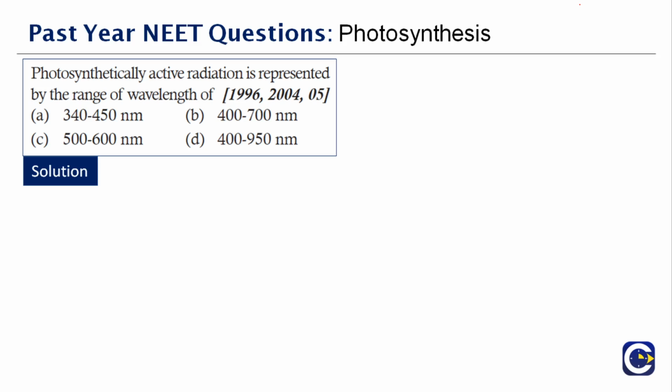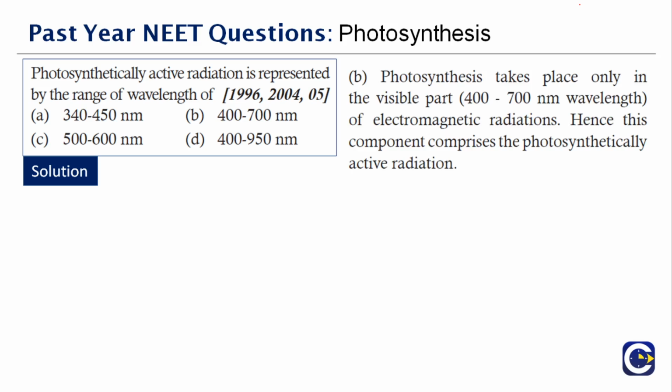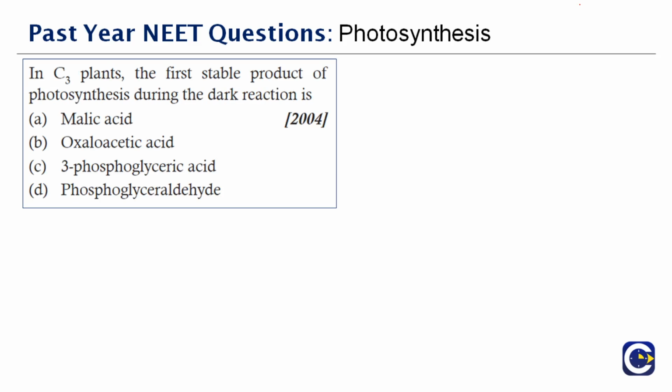Hence this component comprises active radiation particularly at this nanometer range. What do you mean by photosynthetically active radiation? It is the nanometer range at which photosynthesis will be active. Therefore the correct answer is option B, 400 to 700 nanometer. This question is a standard value, so there is no particular explanation for this. The only thing you need to understand is that at this radiation range, they seem to be active.